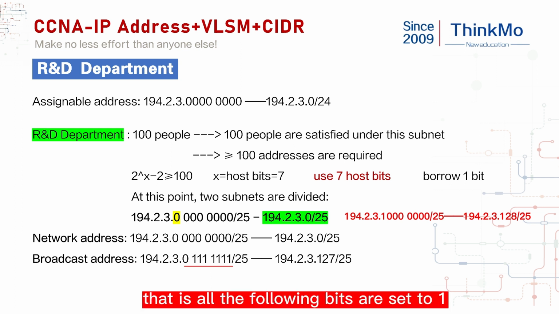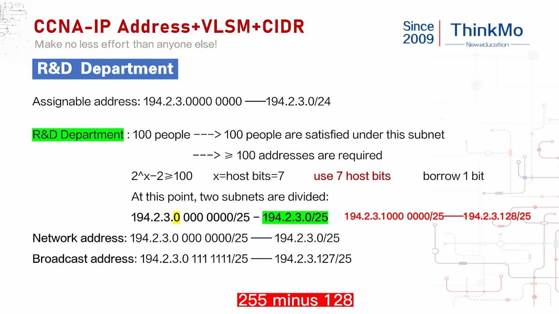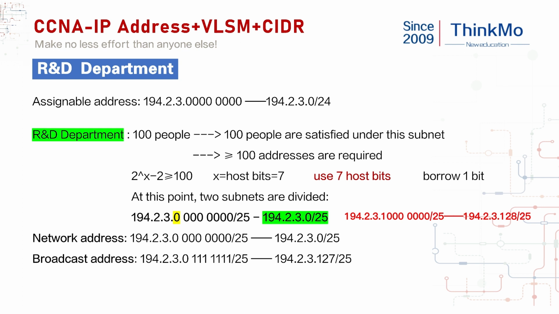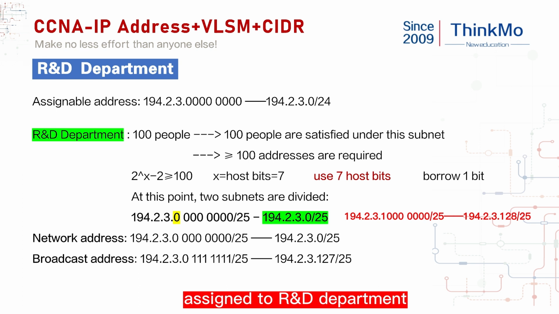That is, all the following bits are set to 1. 255 minus 128 is 127. Change this 0 to 127. Okay. That is to say, we now put such a network segment, assigned to the RAN D department. So we can fill this network segment to the RAN D department.